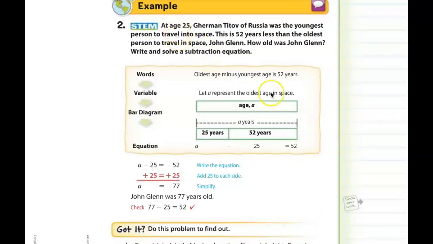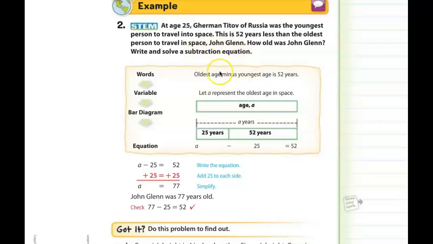Okay, so, all right, here's an example they've done for us. We're just going to walk through and look to see what they've done. At the age of 25, German Titov of Russia was the youngest person to travel into space. This is 52 years less than the oldest person to travel into space, John Glenn. How old was John Glenn? So write and solve the subtraction equation.